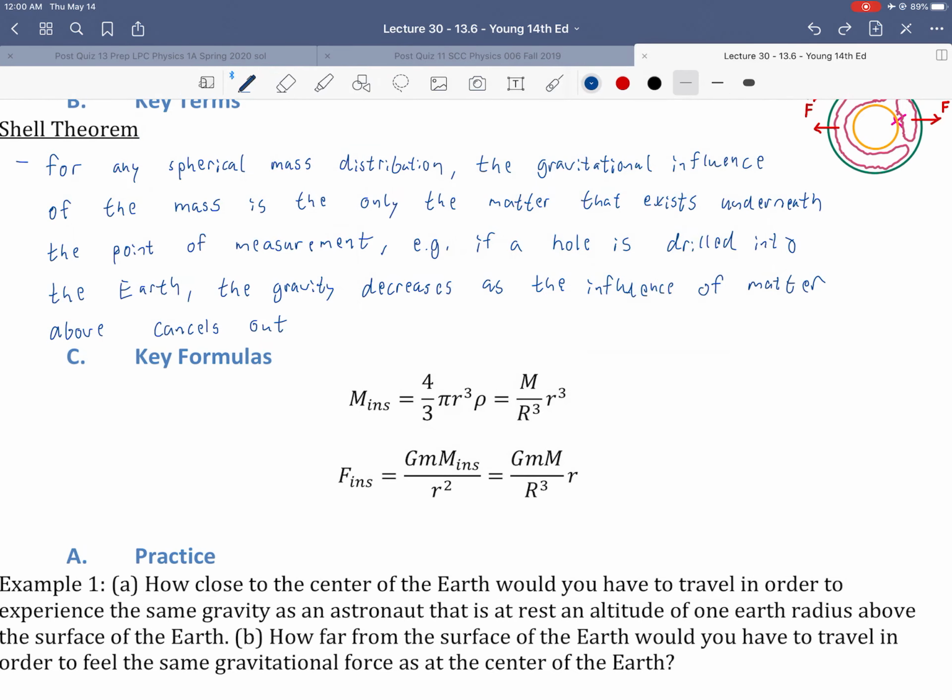Okay, so let's label these as such. So this is the mass inside a sphere of uniform density.